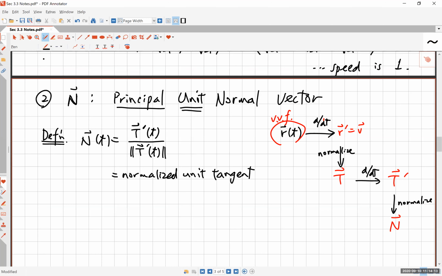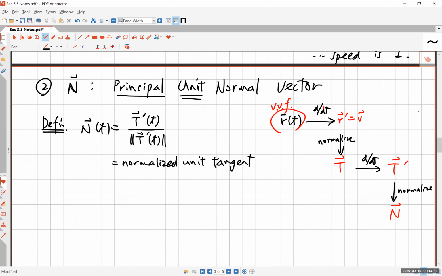So procedure-wise, it's pretty simple. You start with a vector valued function, you differentiate and normalize. You get capital T. You differentiate and normalize again, and then you get capital N. What can be simpler than that? Well, actually, it could be quite complicated. Let me first give you an example, and then we can talk about what it actually means geometrically.